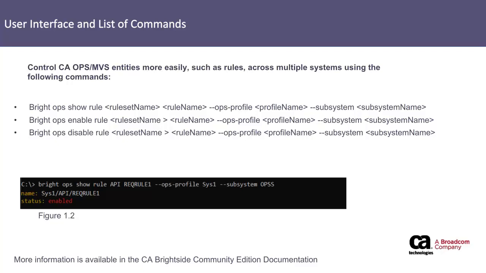Figure 1.2 presents an example of the show rule command where API is the rule set name, REQRULE1 is the rule name, SYS1 is the profile name, and OPSS is the subsystem name. This command returns the path to the rule as a name, and it shows the status of the rule REQRULE1 as enabled.